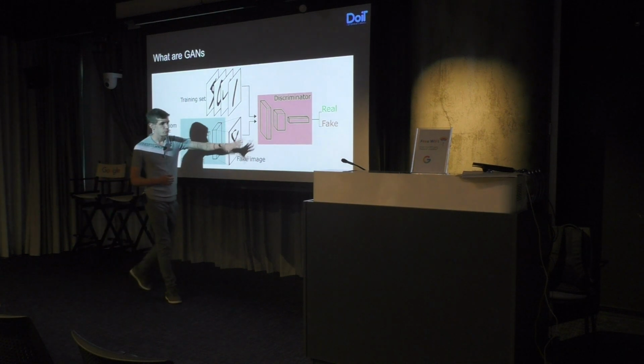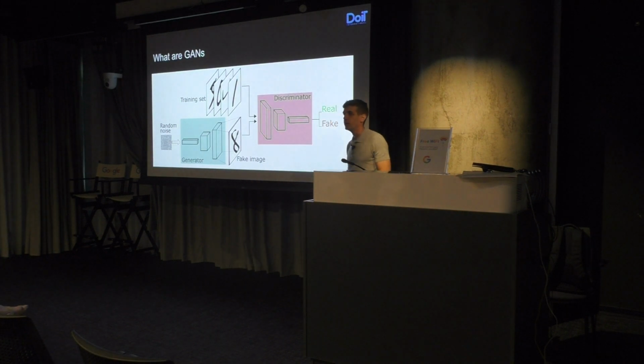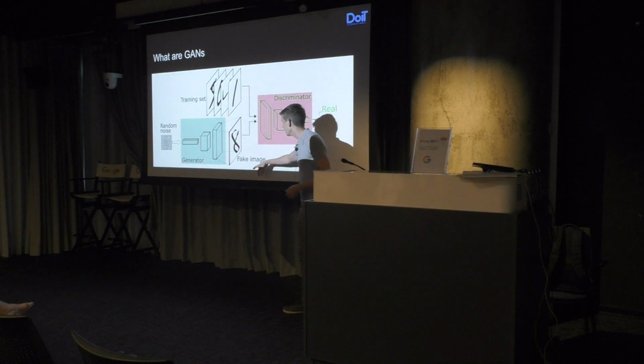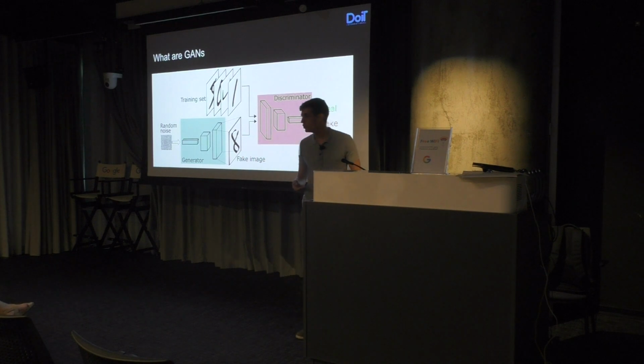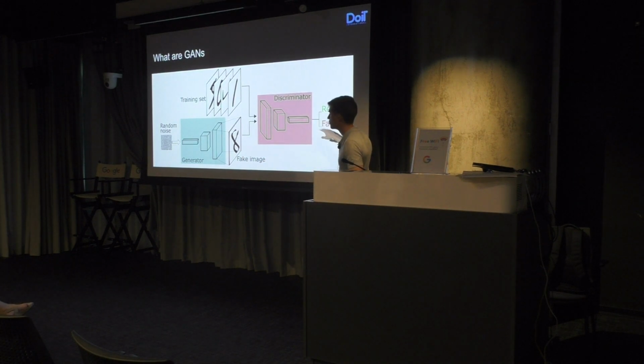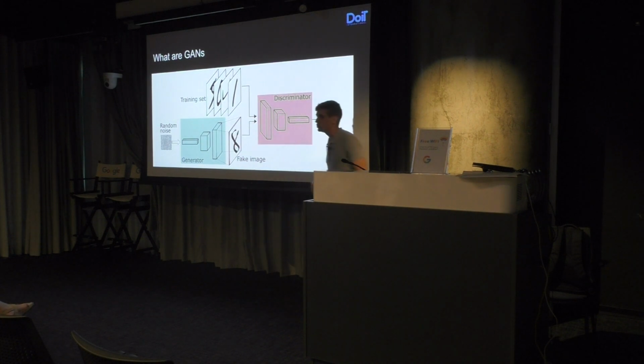The other network that we were talking about is the discriminator. The discriminator is basically a very standard convnet that accepts a fake image or a real image as an input and tries to output whether it's real or fake. This is a very common use case of a convnet, to have an input image and then try to assign it to a class.